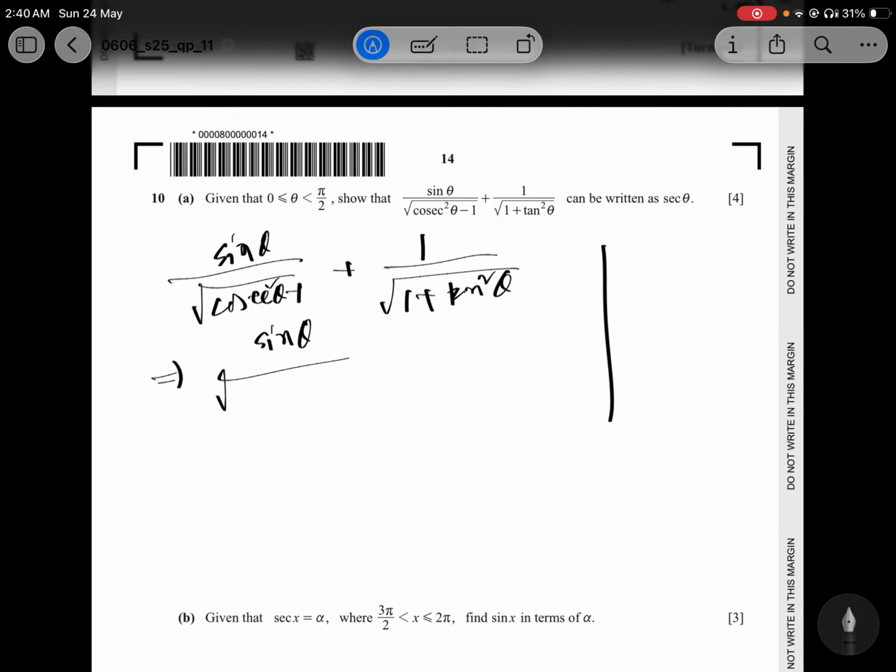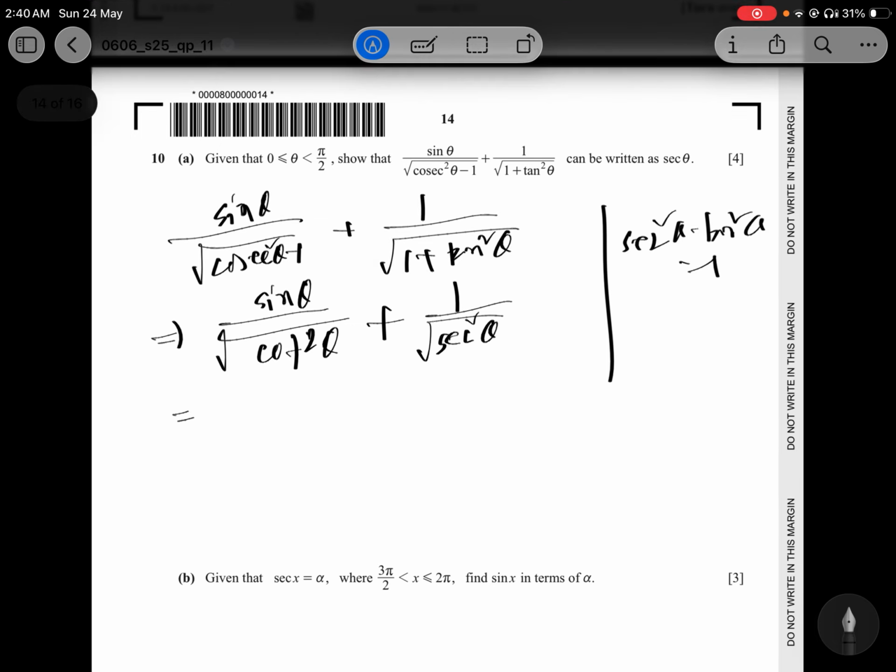Okay, let me write down two formulas. Cosec square theta minus cot square theta is equal to 1. So it would become cot square theta. Okay, 1 plus tan square theta. We know sec square theta minus tan square theta is equal to 1. So 1 plus tan square theta is equal to sec square theta. So it would become sin theta over cot theta plus 1 over sec theta.